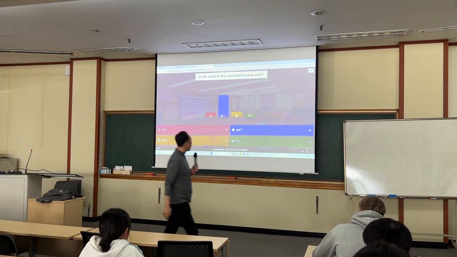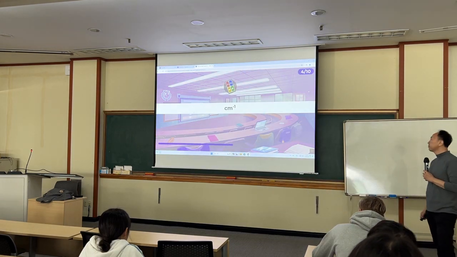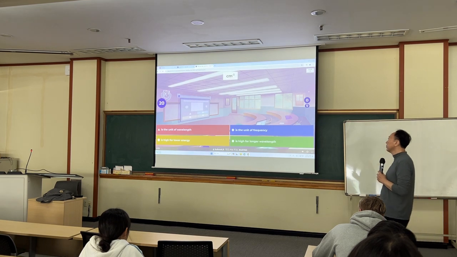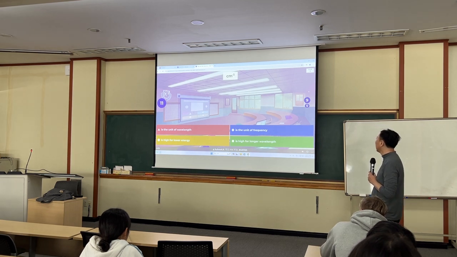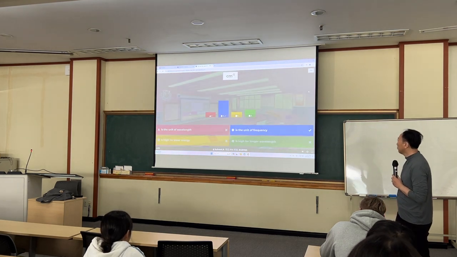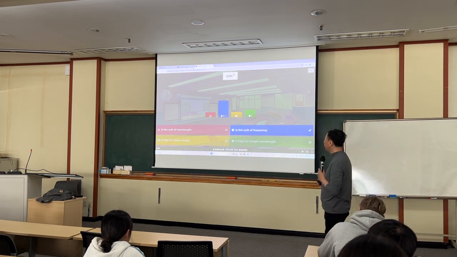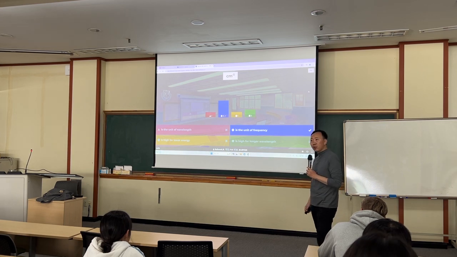Okay, in IR, what's per centimeter? Another term, wave number. It is a frequency unit, and if it's higher, then high energy. High means wavelength is short.